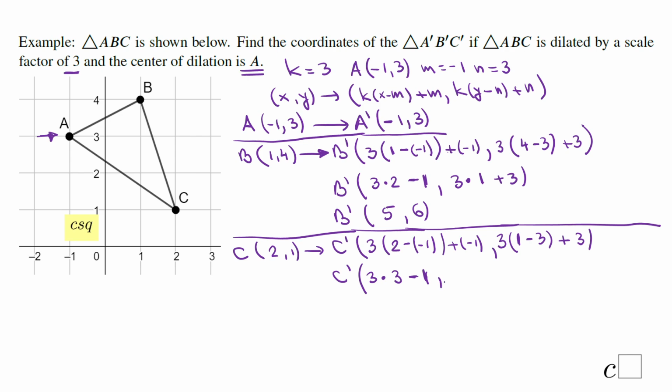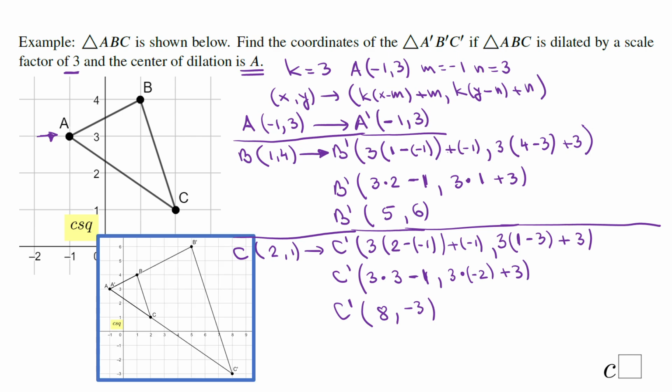And let's move to the y coordinate. 3 times 1 minus 3, that will be negative 2 plus 3. So let's finalize this C prime, and we have 3 times 3, it's 9 minus 1 is 8. And the y coordinate, 3 times negative 2, negative 6 plus 3, negative 3. And that's it. I do have here a graphical approach, you can see it.